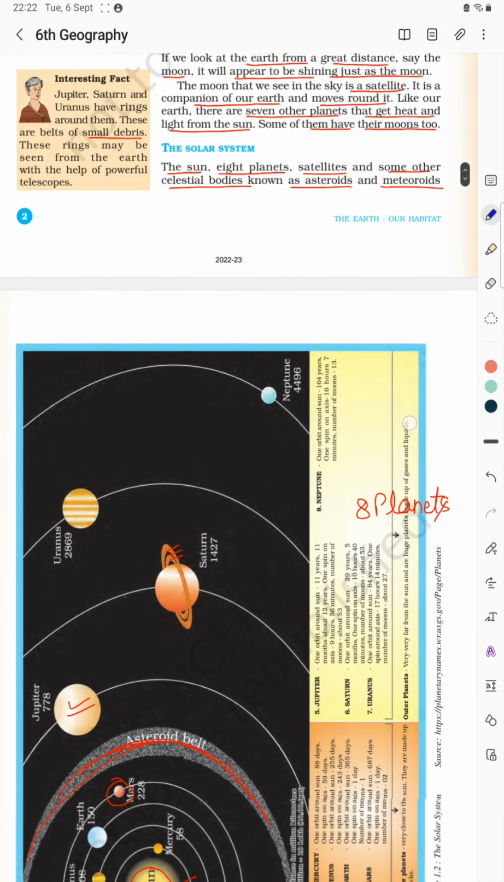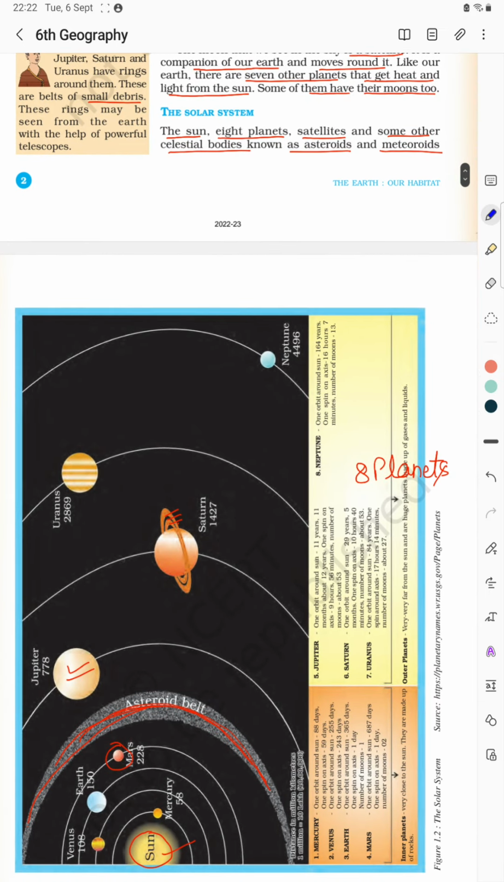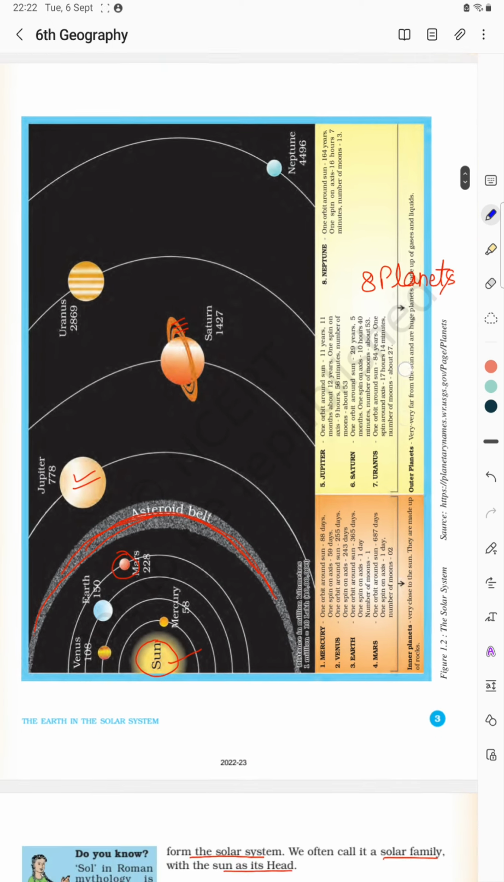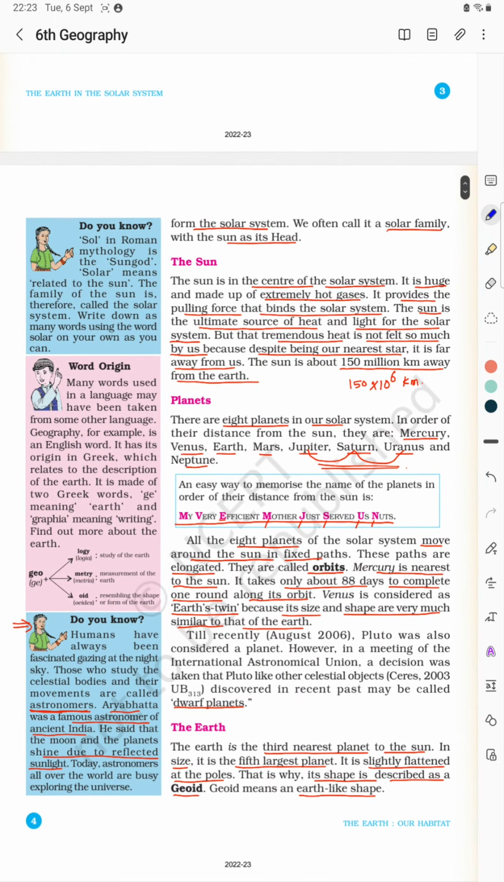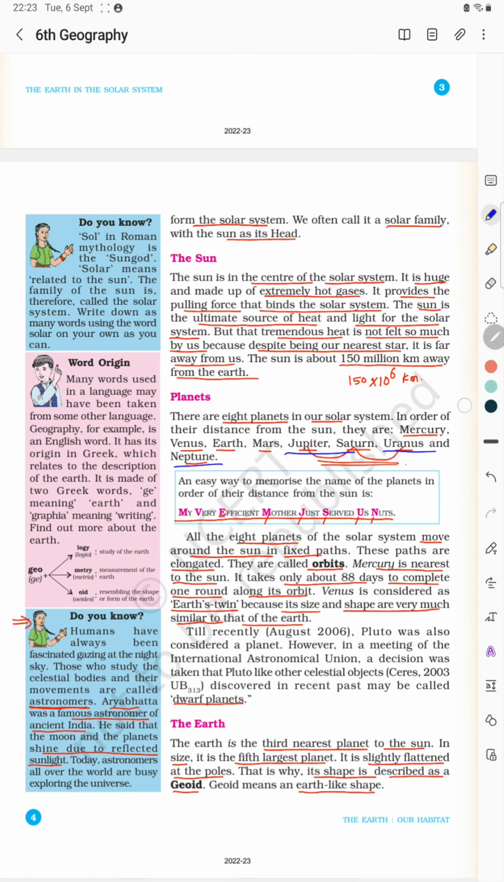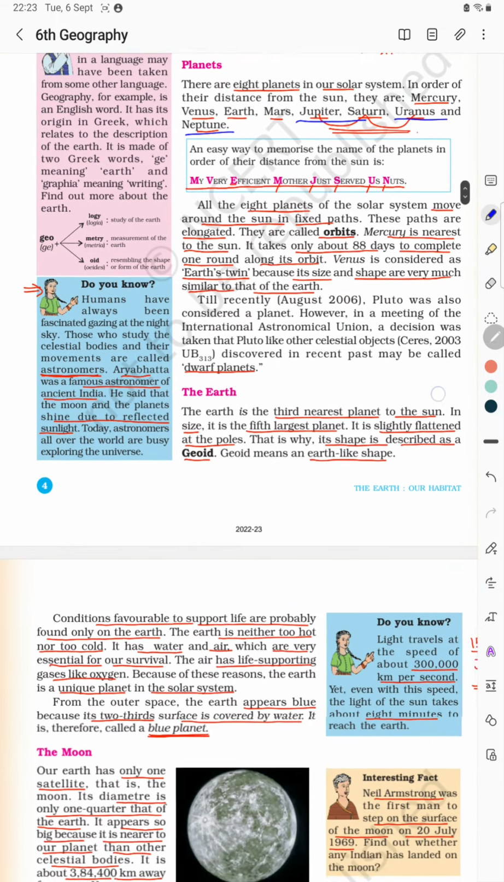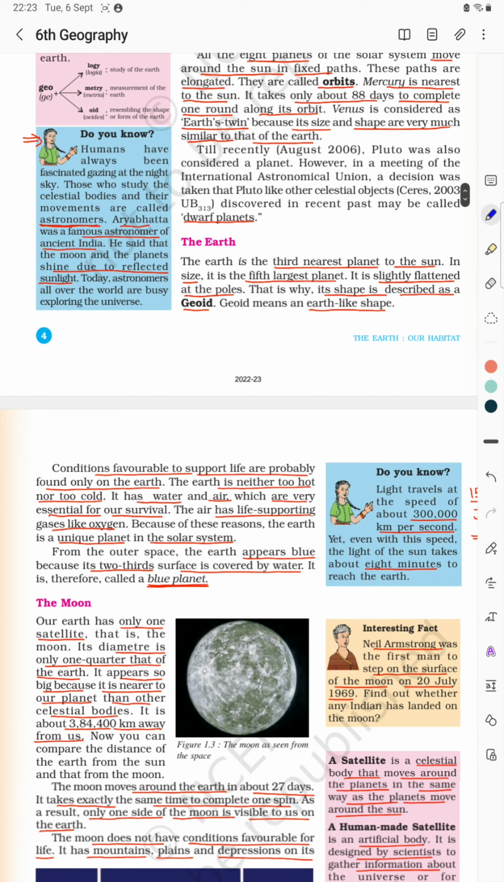Then we learned about the solar system: the sun, 8 planets, satellites, and some other celestial bodies like asteroids and meteoroids. Then we saw the names of the planets: Mercury, Venus, Earth, Mars, Jupiter, Saturn, Uranus, Neptune. Then we briefly learnt about Earth, which is also called the blue planet, and Earth has favorable conditions to support life, which other planets do not have.